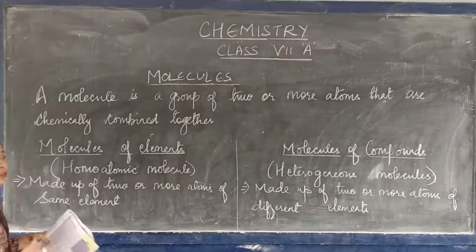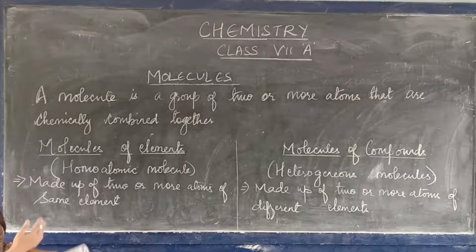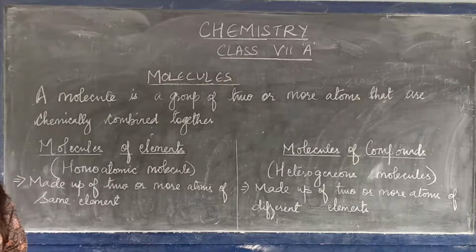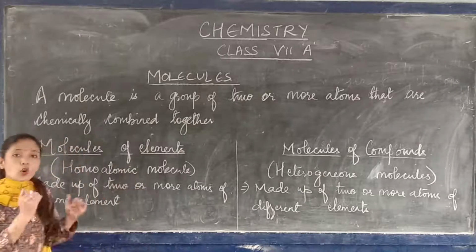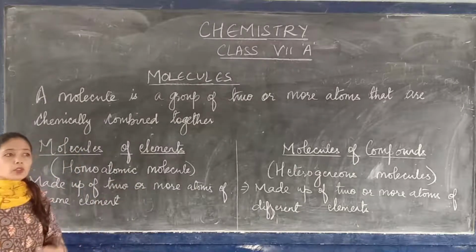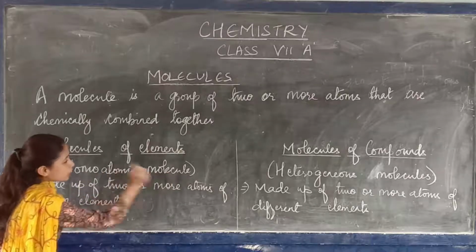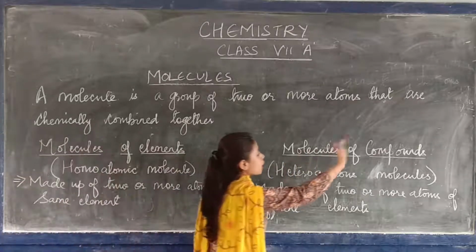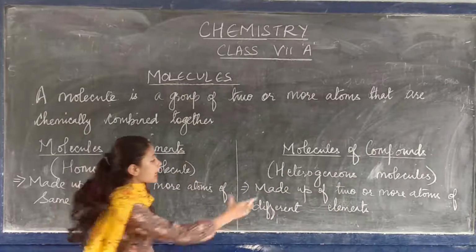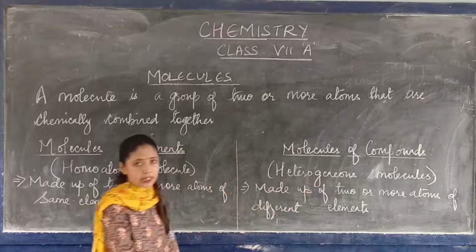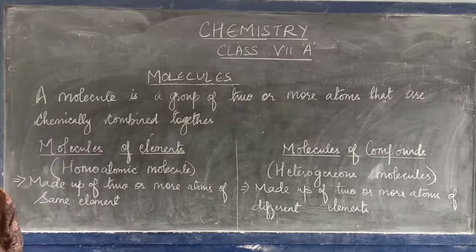So here we have two types of molecules. One is molecules of elements and another is molecules of compounds. Molecules of elements are also called homoatomic molecules. Homo means same. Another is molecules of compounds, which are also called heterogeneous molecules. Hetero means different.